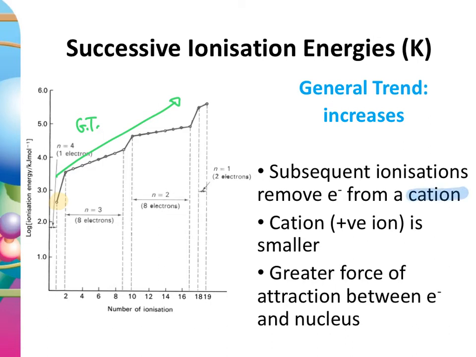a positively charged ion. That cation is smaller because it has more protons than electrons now. It is also positively charged, so there is now a greater force of attraction between the electron that's going to be removed next and the nucleus. That will continue to be the case. That force of attraction will increase as we remove electrons, because the cation will become even more positively charged and it'll become even smaller. And so we have an increasing force of attraction, so our successive ionization energies are greater.